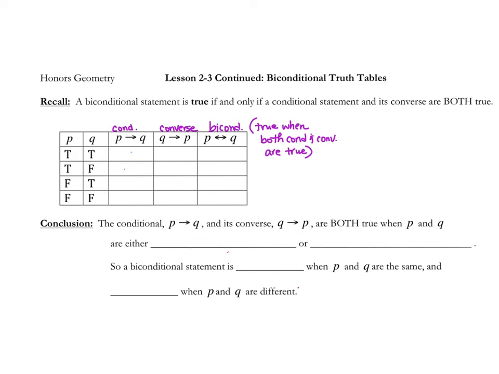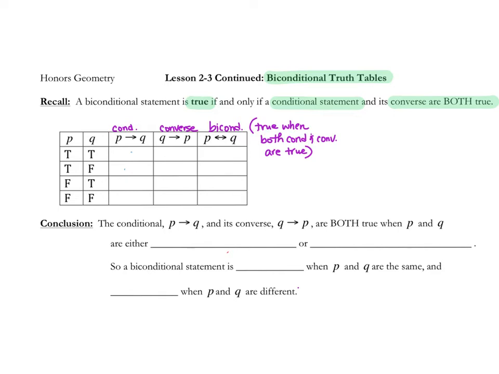This lesson is on biconditional truth tables. So remember that a biconditional statement is true if and only if its conditional statement and converse are both true. So we're going to fill out a truth table here to understand the rules for biconditional.